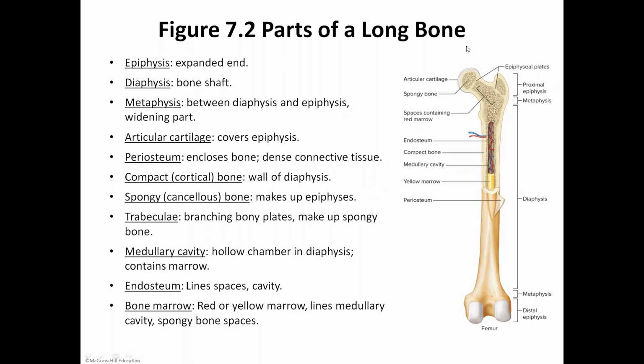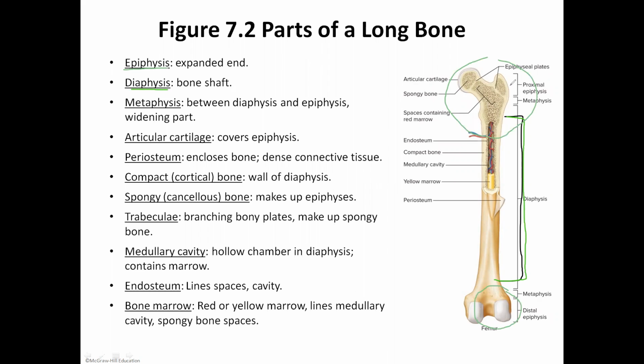And so when we talk about the shaft of the bone, that is what we refer to as the diaphysis. So we can see that here, and actually I'm going to highlight it in green. This is the diaphysis. So this is the bone shaft versus the ends, which are the epiphysis. And it will have two ends to it.